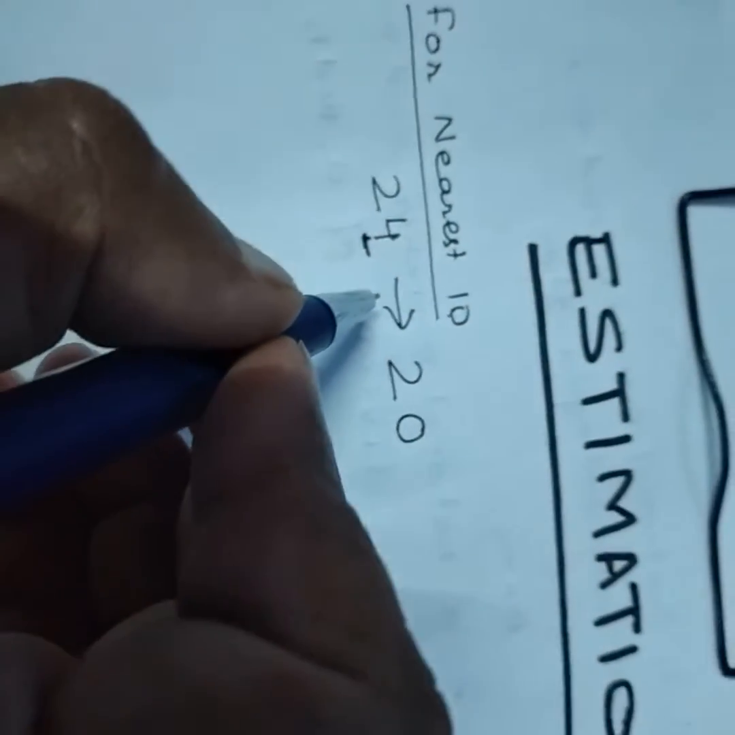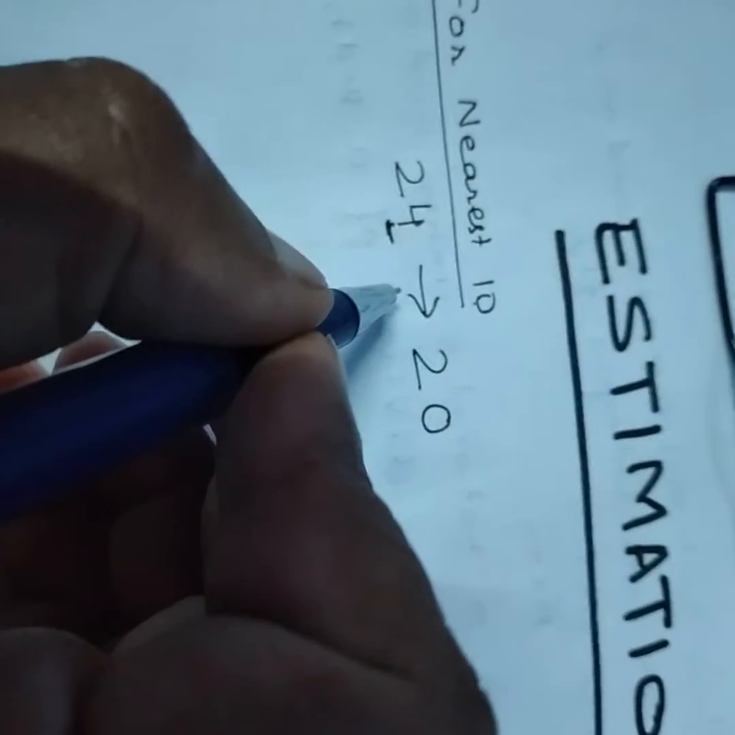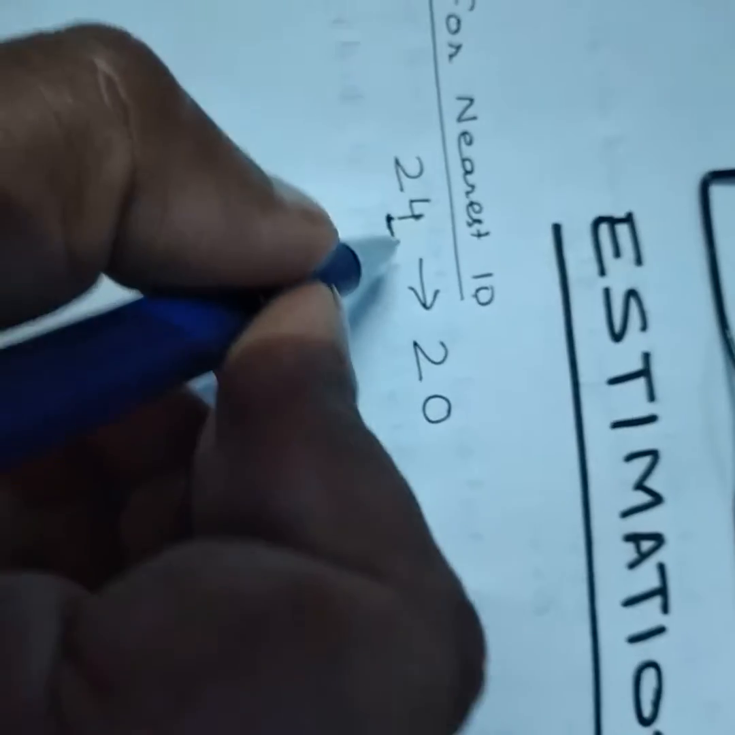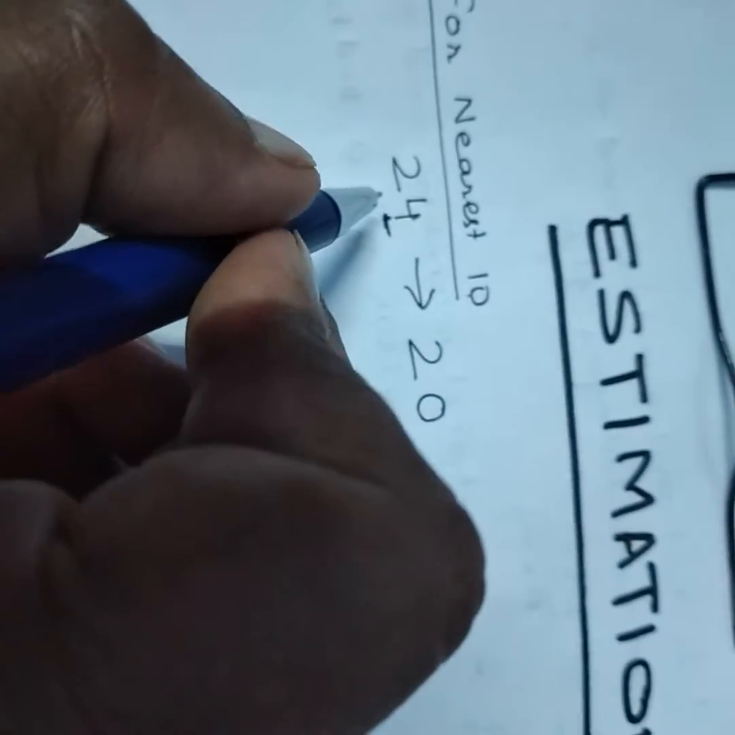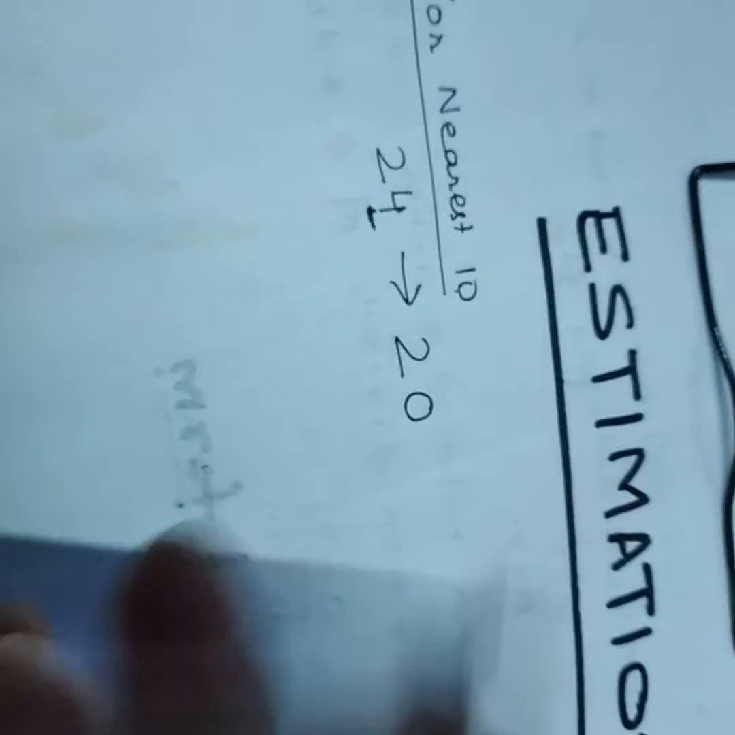But here we can't put an equal sign, because 24 is not equal to 20. This is the estimation, or nearest 10 of 24, that is 20.